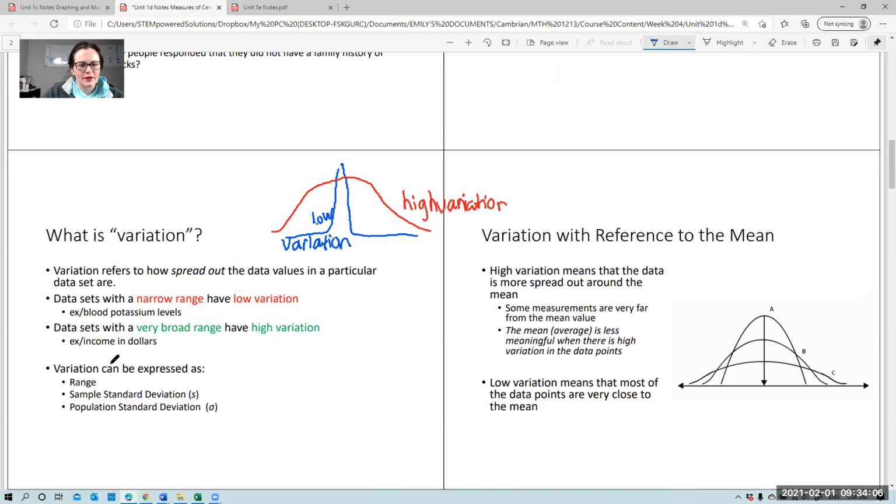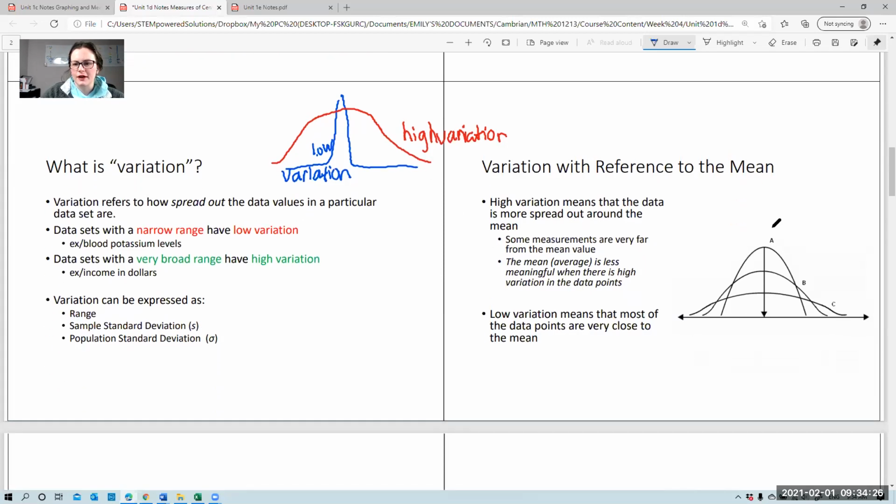Variation can be expressed in 3 different ways: range, sample standard deviation, or population standard deviation, which is the Greek letter sigma. Variation is with reference to the mean. High variation means that the data is more spread out around the mean, which is what I was just drawing over here, in a different way. Some measurements are very far from the mean value. The mean or average is less meaningful when there is a high variation in the data points.